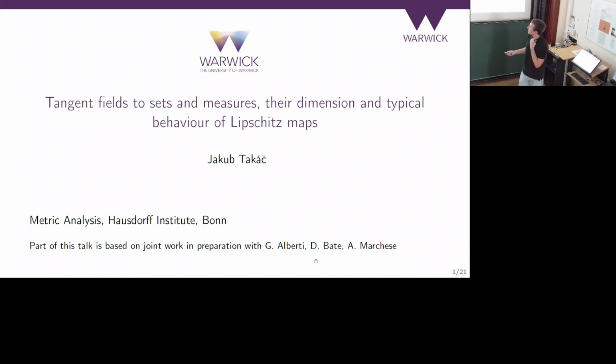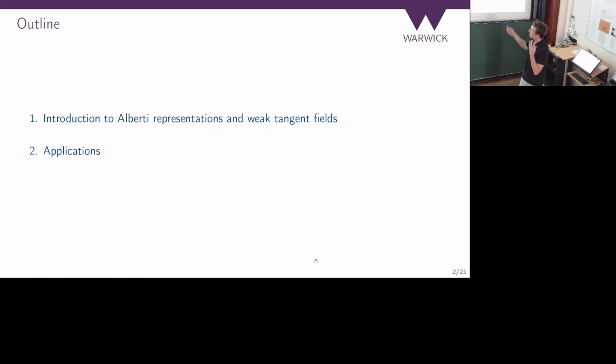So let me just tell you, the structure of the talk is very simple. I'm going to tell you about two notions of some sort of dimension or tangent or the number of directions you have. These are Alberti representations and weak tangent fields, and then I'm going to show you what you can do with them basically. It's very simple.